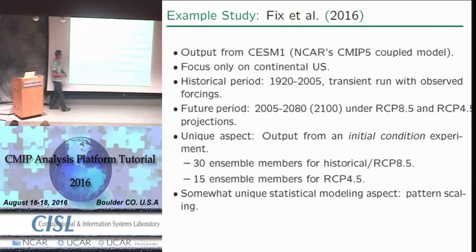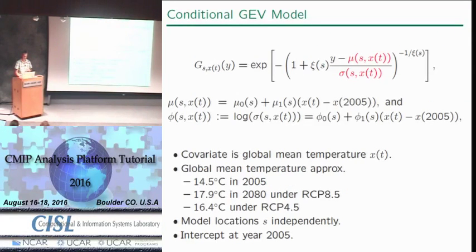So we have 30 ensemble members for the historical period, 15 for the future period. Under this projection, we have 30 members for the future period under RCP 8.5. And so one thing that was interesting is Miranda did a little pattern scaling experiment, which I'll talk about.